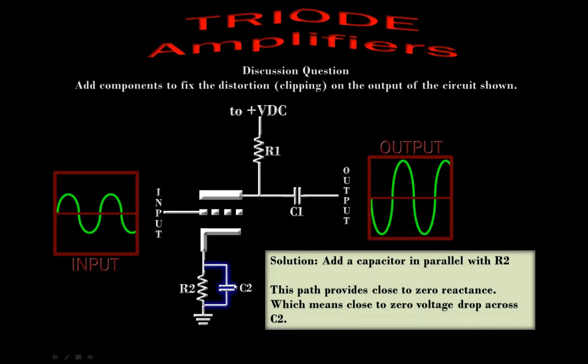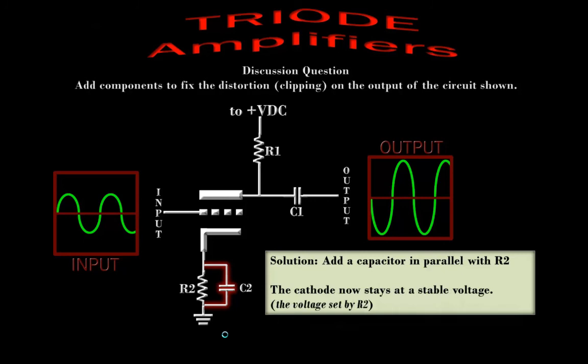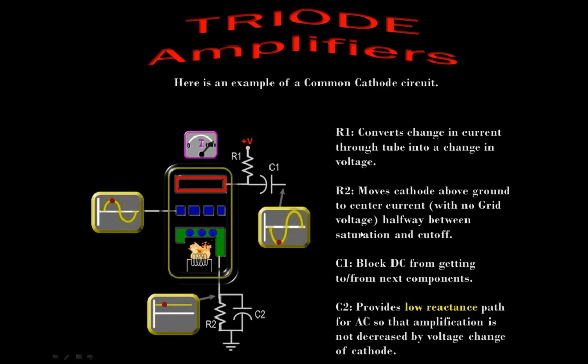One of the important parts is that the path for the AC is close to a 0 reactance path. So all the audio, the changing current, is going to flow through C2, and the stable current is going to flow through R2. That means our cathode is now going to stay at a stable voltage. So now we've fixed the problem in our circuit.